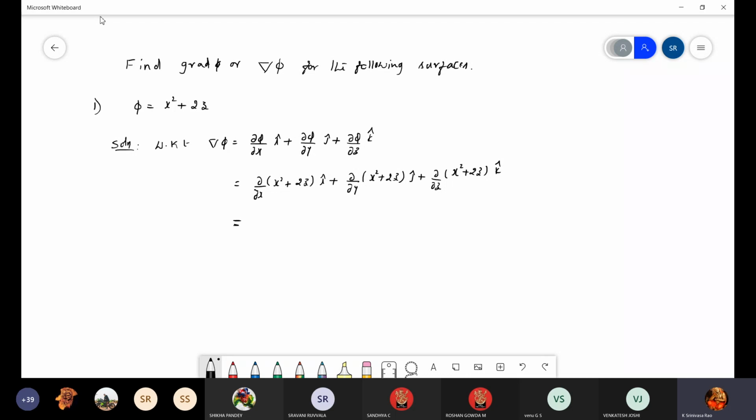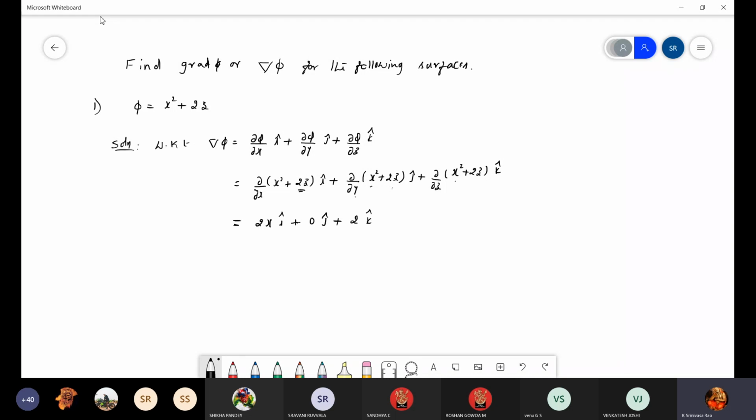Okay, so what is the differentiation of x square plus 2z with respect to x? Very good, 2x. So you can write directly, and 2z is 0 with respect to x. That is just 2x i cap plus, with respect to y, 0, because there is no y here, so it is completely 0. X is also constant, 2 into z is also constant. It is 0 j cap plus, with respect to z, x square is 0, 2k cap.